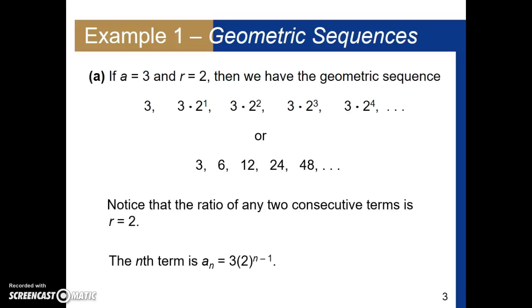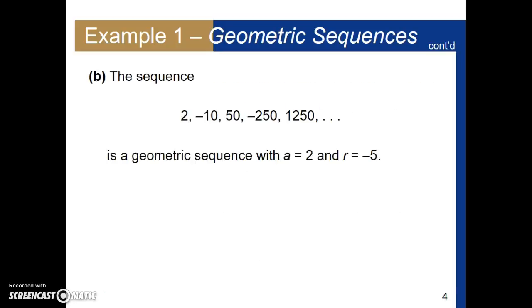We could write the nth term. Remember, a sub n is a, and we see that a is 3, times r, and we know that r is 2. We can see that's r squared, r cubed, r to the 4th, and it's raised to the n minus 1. So if we want any term in this sequence, if we know the nth term, it's just a matter of plugging that value in for n and finding that particular term in the sequence.